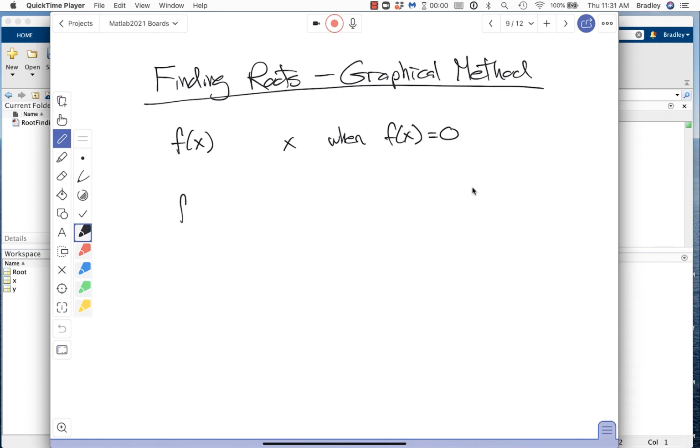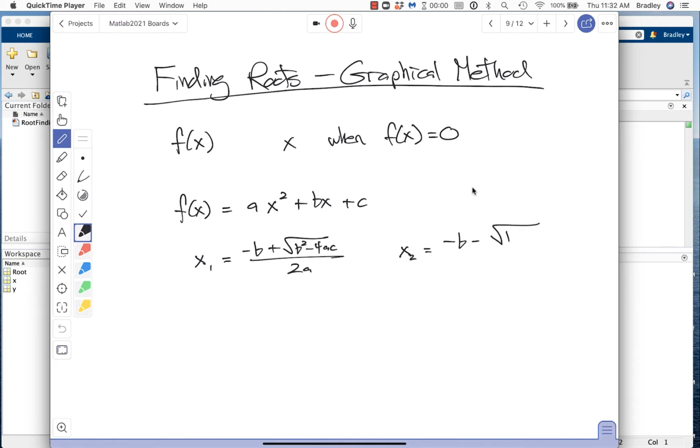And so, for example, if we have a function of x where we have ax squared plus bx plus c, then we can easily see what these zeros are because we've all memorized the quadratic formula. We have two roots here. Our first root is negative b plus the square root of b squared minus 4ac all over 2a, and then our second root is going to be negative b minus the square root of b squared minus 4ac all over 2a. And this is one instance in which, with this quadratic polynomial, we have an analytic solution that we have memorized this formula for.